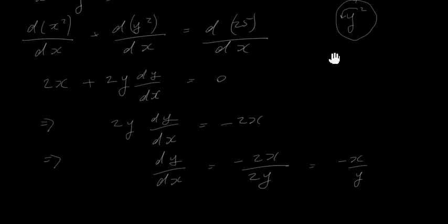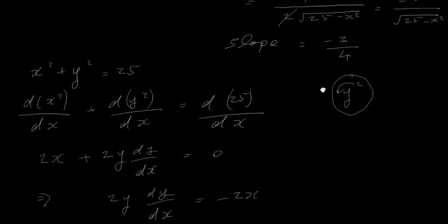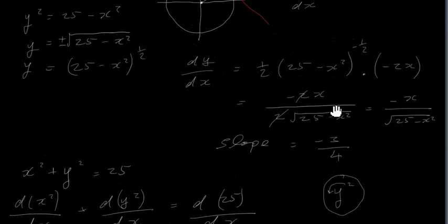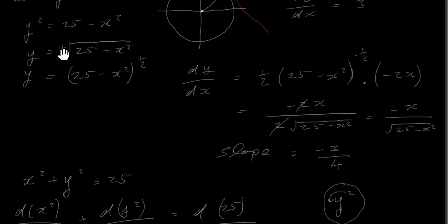Now that's what we got originally here. If you look at our original differentiation up here, when we did it without doing implicit differentiation, we got minus x over this here. This here is just y, remember. Look, y is equal to plus root 25 minus x squared.